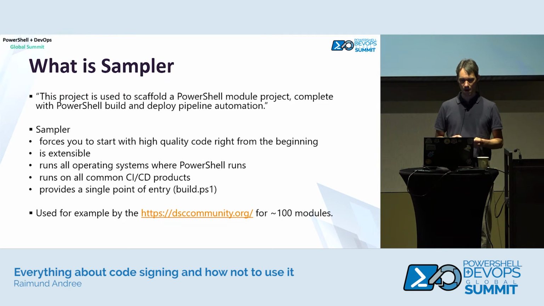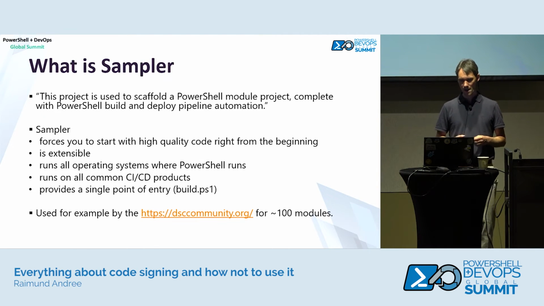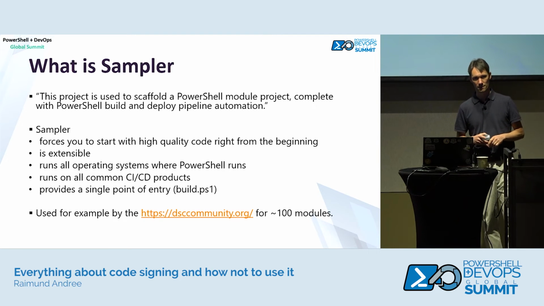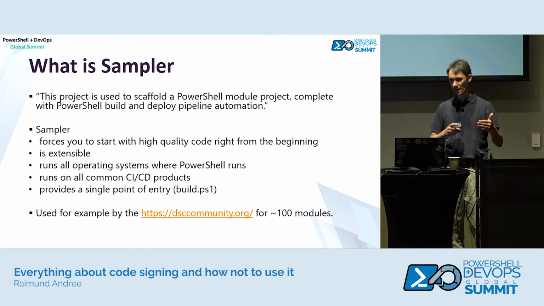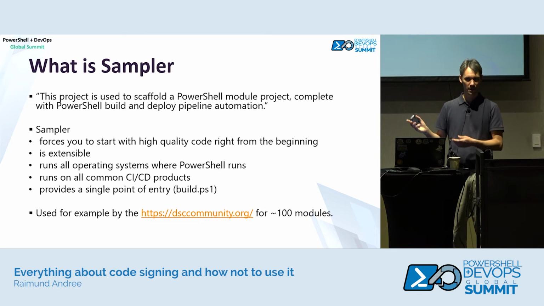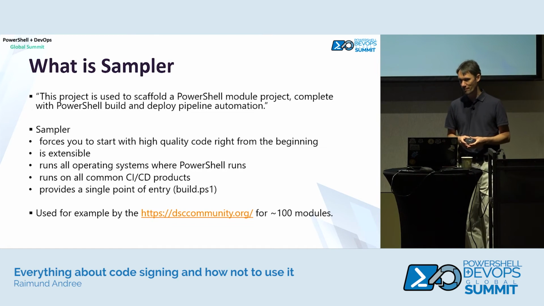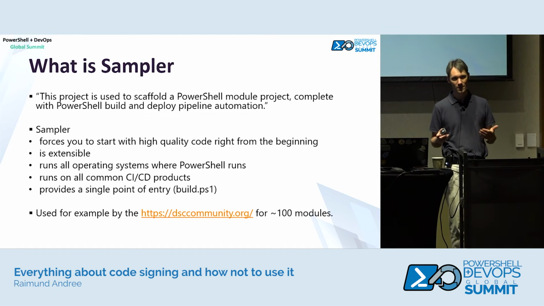It runs on all operating systems where PowerShell runs. So Sampler runs on Linux, on macOS, on PowerShell Core, PowerShell, Windows PowerShell, and it runs on all common CI/CD products. So that means you get a pipeline that runs on Jenkins, on TeamCity. We have it on GitHub Enterprise and GitLab, and of course Azure DevOps as well. The pipelines just need to be tweaked a little bit. And it provides a single point of entry, the build script, and we will see in a minute what that actually means.